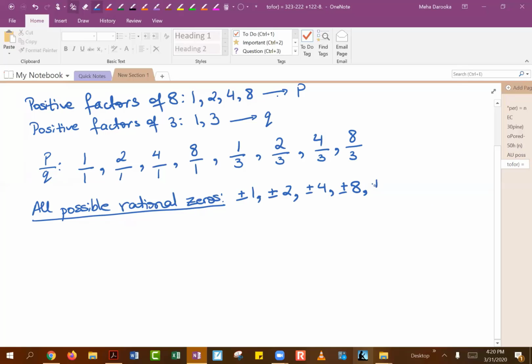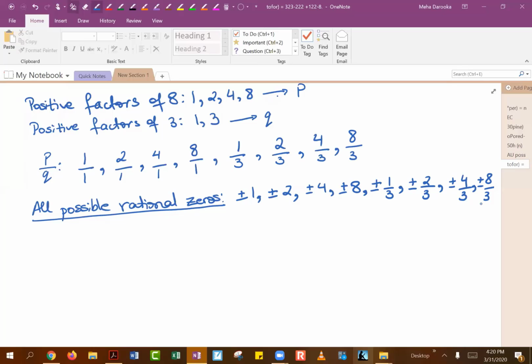And then same thing here, positive and negative 1/3, positive and negative 2/3, positive and negative 4/3, and positive and negative 8/3 for that last one. So these are 1, 2, 3, 4, 5, 6, 7, 8, 16 total possible zeros, and that's going to be a long checking for us to do.